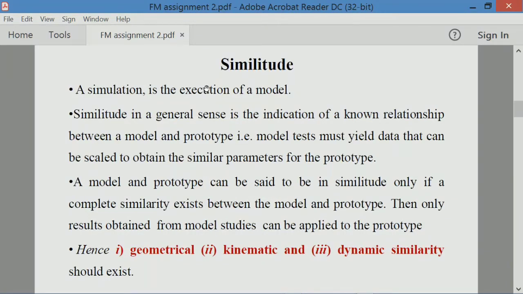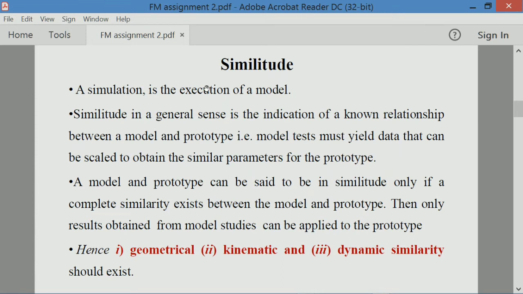Now what is the similitude? So similitude is the execution of the model. Similitude in a general sense is the indication of a known relationship between the model and prototype. Means the model test must yield data that can be scaled to obtain the similar parameters for the prototype. Now, this type of relationship between the model and prototype is required to be established for proper analysis of that prototype through the model.